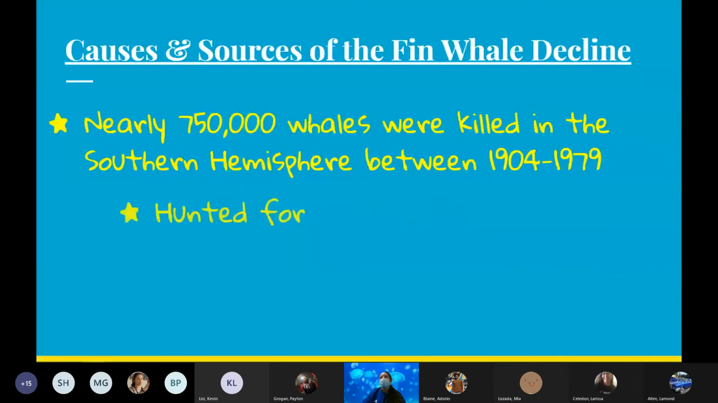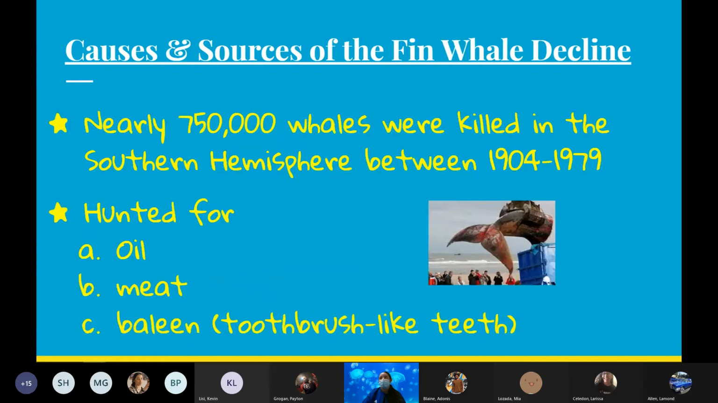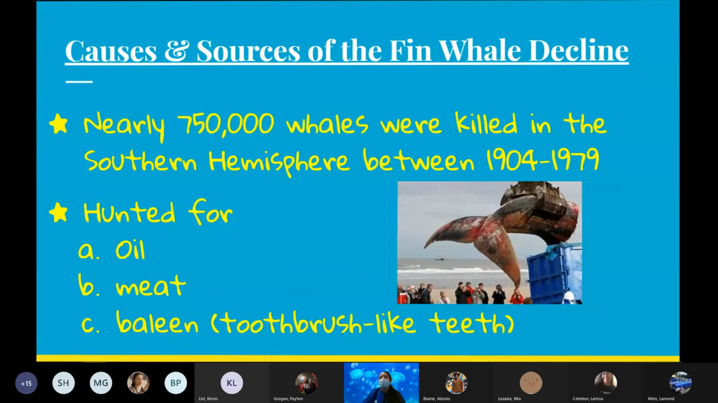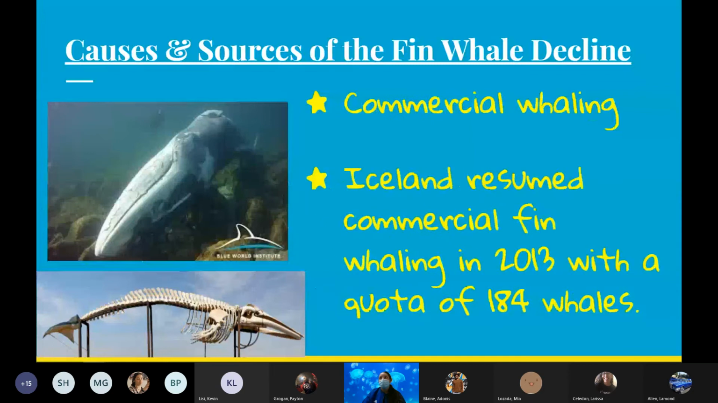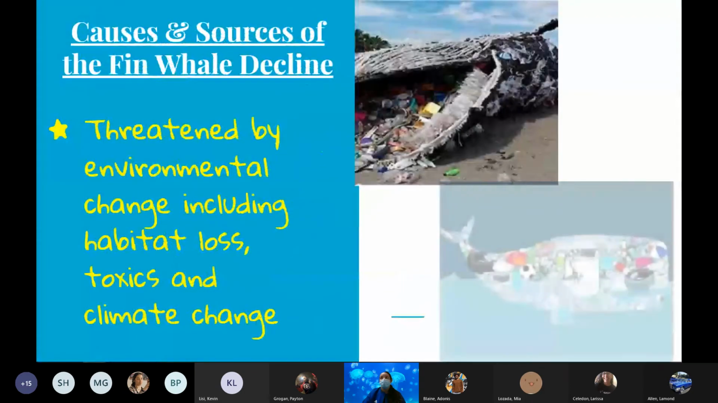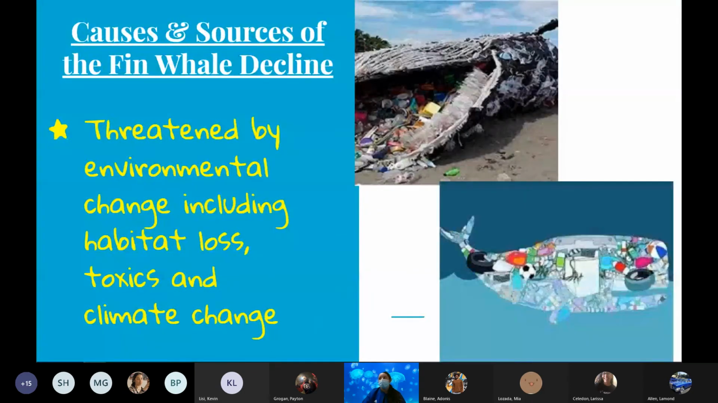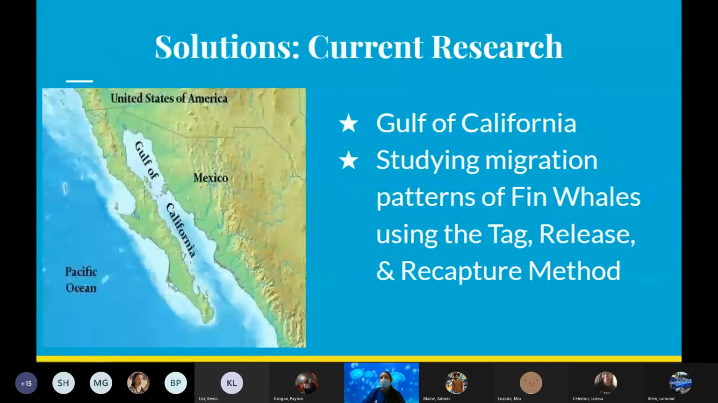Why was their population declining? Well, a whole bunch of whales were killed in the early 1900s because of the whaling industry, and they wanted their teeth, their meat, and the oil. Commercial whaling caused that. Some areas around the world have resumed commercial whaling, so a lot of whales are being killed again, even though some of them are endangered. And obviously the environmental issues that happen in the world. So those are 3 causes, and I explained them.